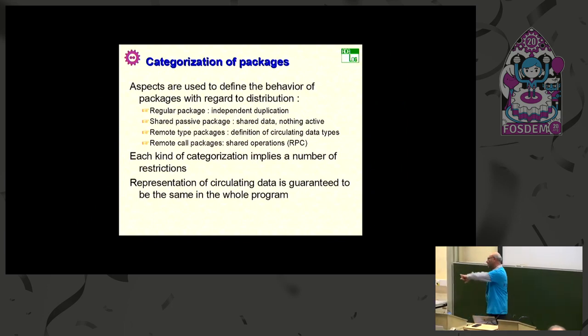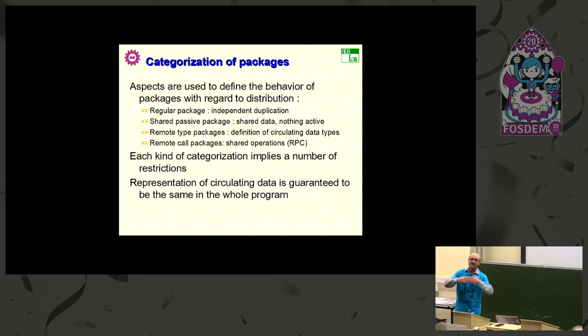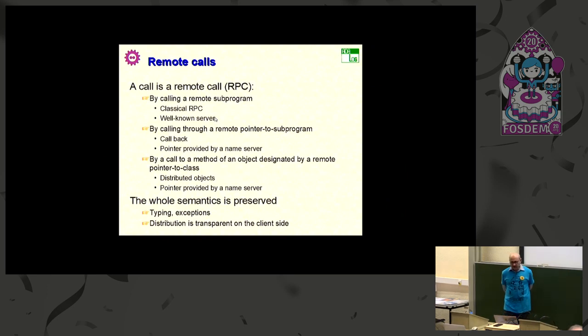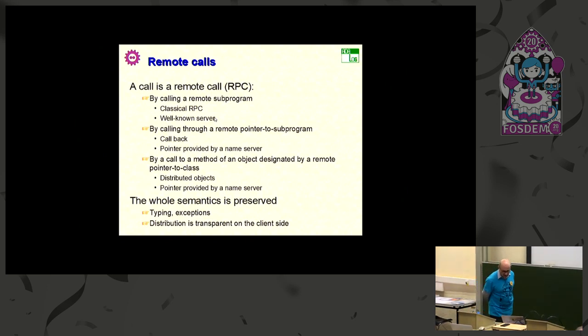And since all the consistency of the program is guaranteed at program level, this means that all the data representations are guaranteed to be consistent over all the partitions. So you get a remote call when you call a subprogram that's in another partition, directly, by calling what is called a remote subprogram, so a subprogram with the aspect remote call interface. So it's classical RPC.